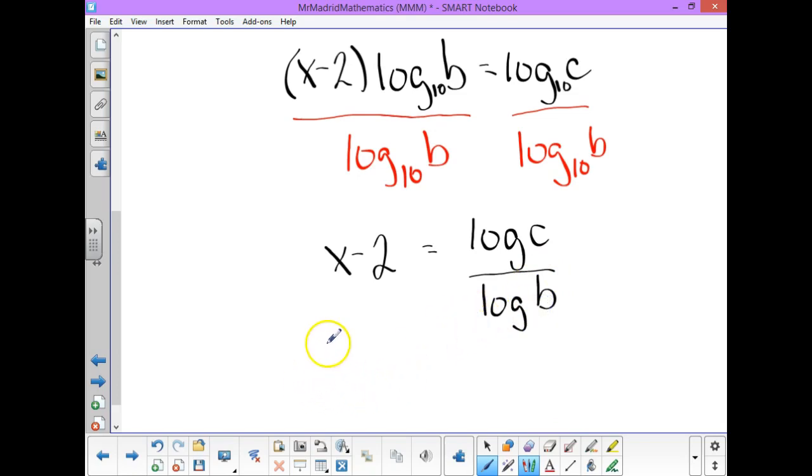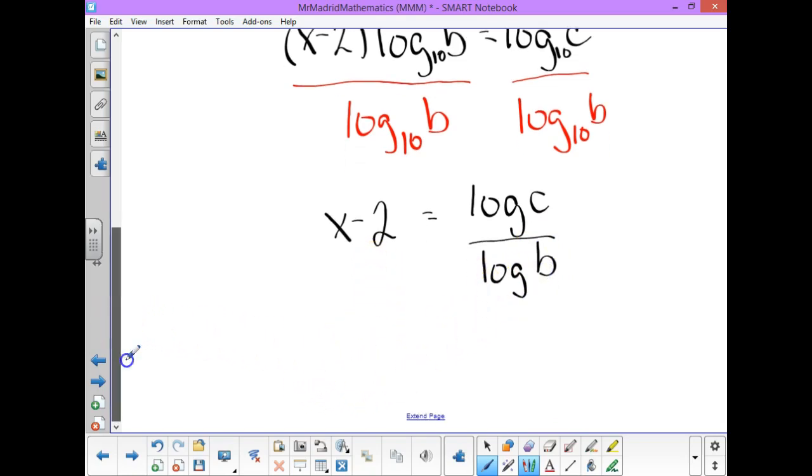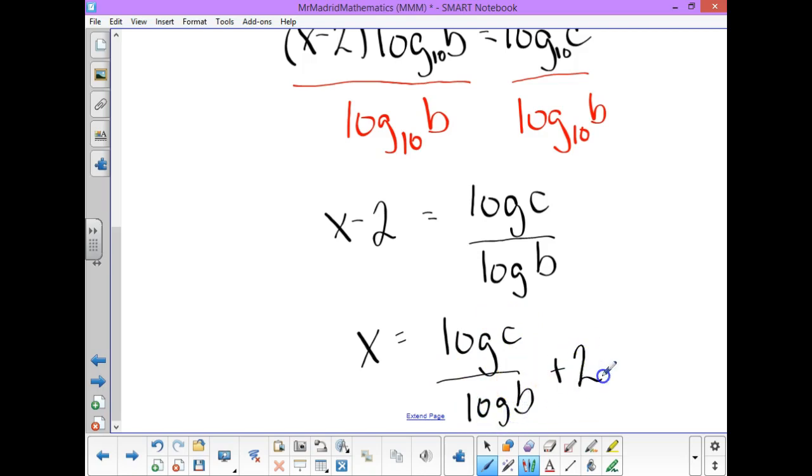And then lastly, what I'm going to do is add 2 to both sides. So I'm left with x equals the log of c over the log of b, plus 2.